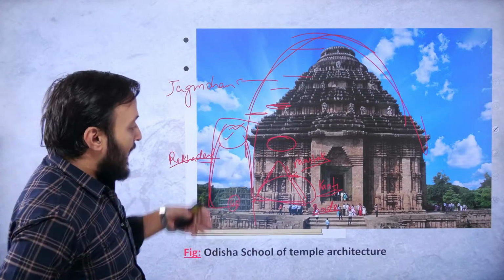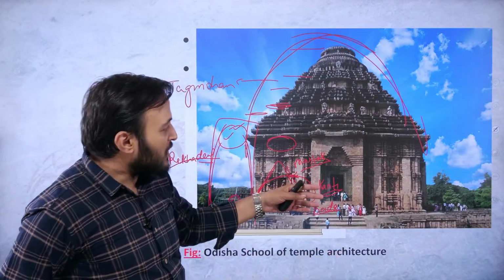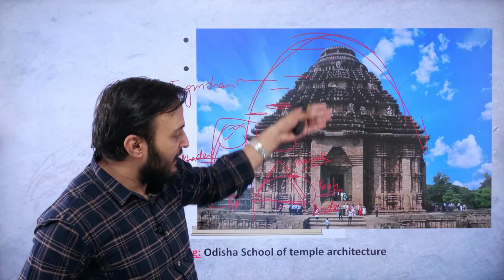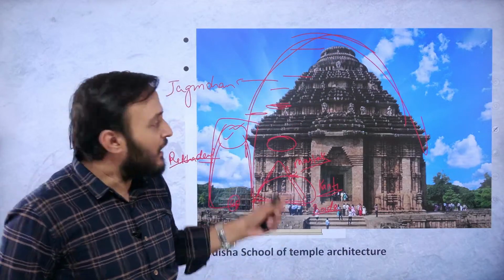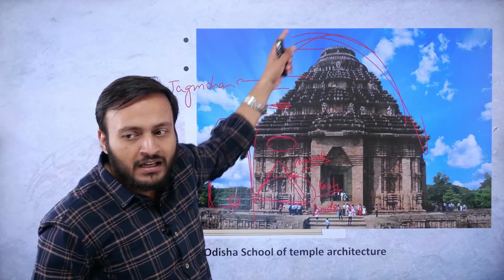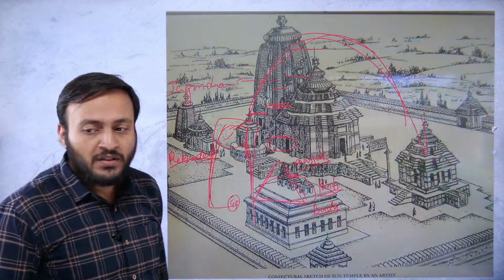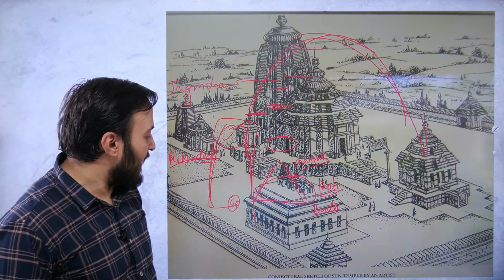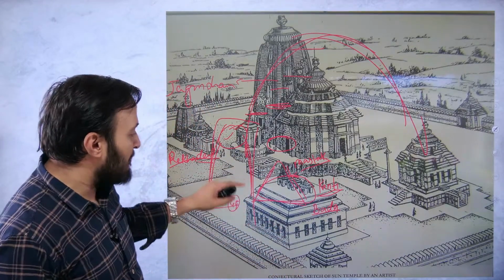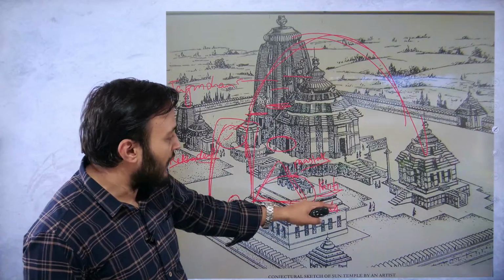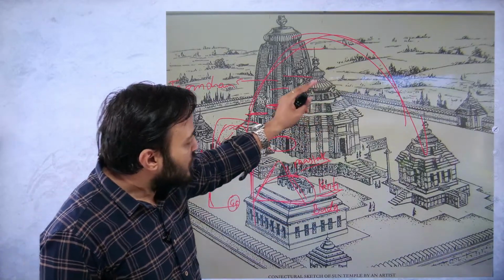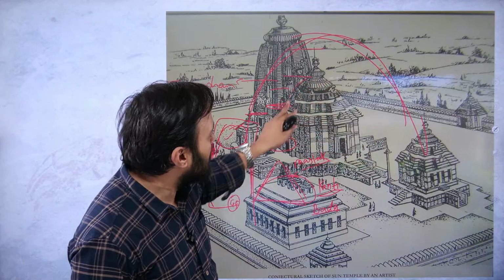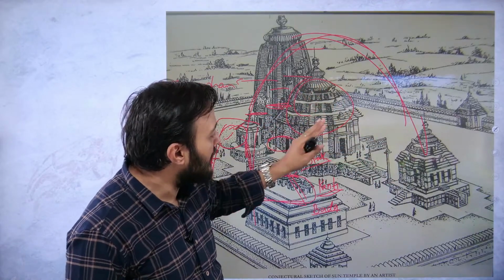Okay, and there is a possibility that behind this entire structure there would have been a bigger tower called Rekha Deula, but that might be broken or damaged. Okay, this is the original schematic plan of the Konark Sun temple, right everyone, and this is how it would have been looking, right everybody.